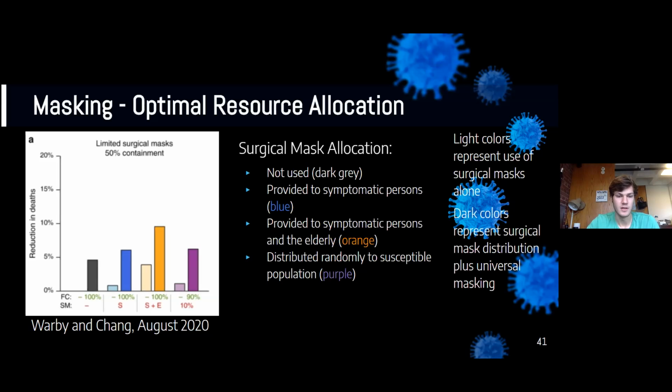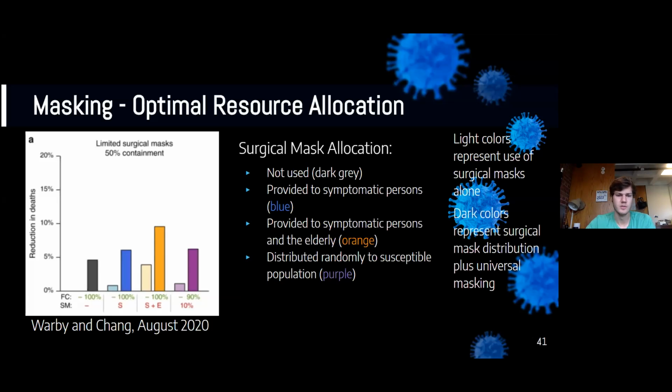So I found this study, Warby and Chang, published in August of 2020. It essentially looks at different distributions of masks given different numbers of masks. It uses simulations, and then it measures them against each other. So in this graph here, we have limited surgical masks, meaning I think they're enough to cover 10% of the population, and each mask offers 50% containment.